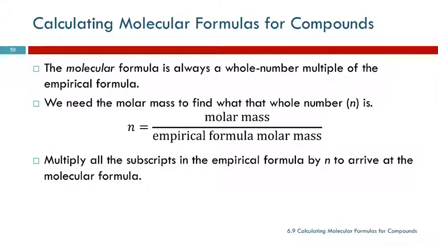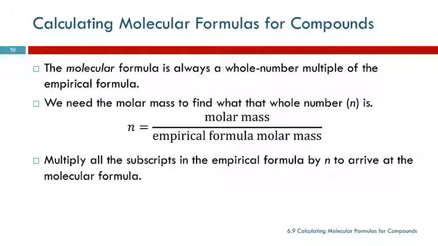So the molecular formula is a whole number multiple of the empirical formula. That whole number could be 1 or 2 or 17. We don't know. We need the molar mass in order to figure out what the number is. So we're going to take the molar mass, that will have to be given to you in a problem. We're going to divide by the mass of the empirical formula.